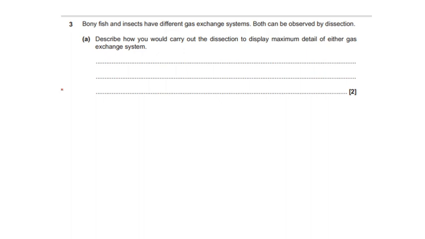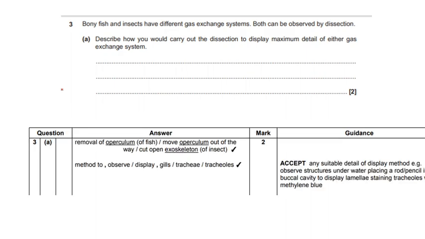So obviously, I significantly hope that you went to try and talk about the fish system, because that's the one that 2 of the groups have done. The third group, I appreciate if you've only seen a video. So what we're looking for is, with fish, you would remove the operculum, or at least move it out of the way. And then you display the gills, so maybe by placing them underwater. If you were to do it with insects, all you'd do is cut open the exoskeleton, the outside part, and then you display the tracheoles, usually by staining them.